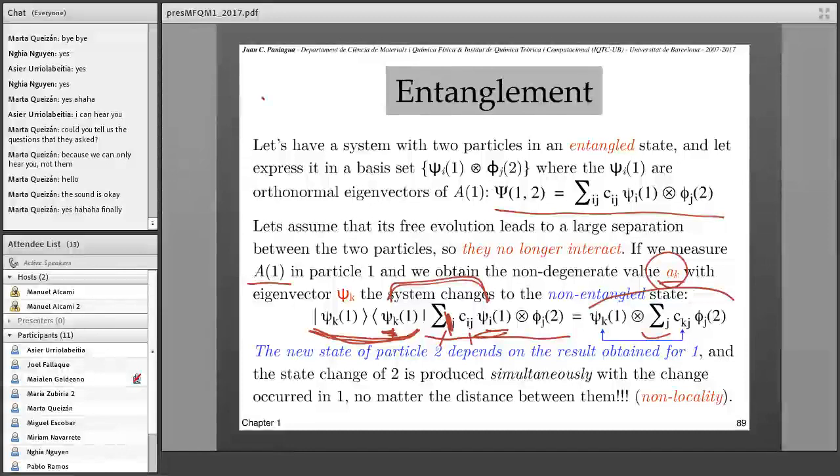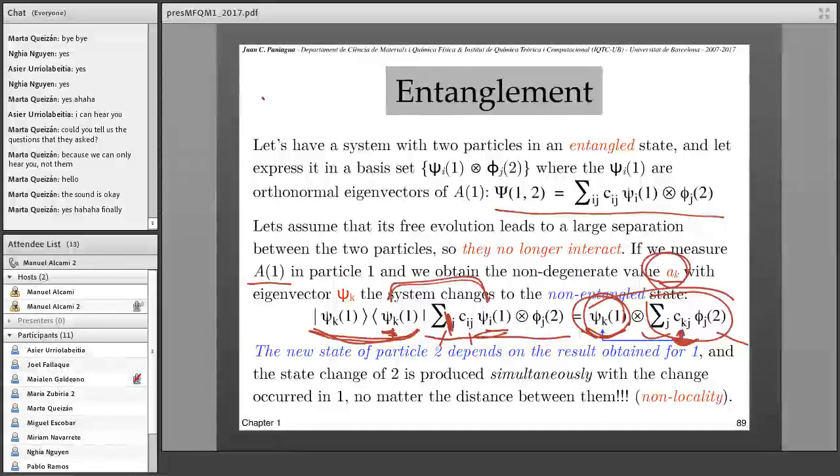The interesting point here is that this is no longer an entangled state. Entanglement has been broken by the measurement, because now we have a product of a state vector of particle 1 times a state vector of particle 2. But the funny thing is that the state vector of particle 2 depends on the result we have obtained for particle 1. Because here we have a sum in which only the terms with index k survive. And the index k corresponds to the value we have obtained for particle 1.